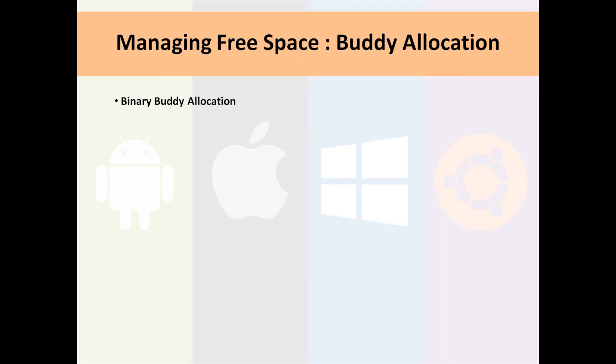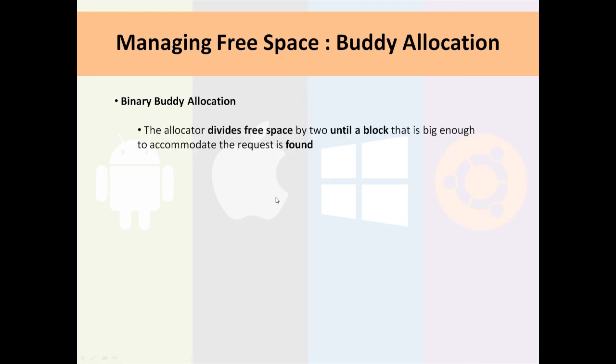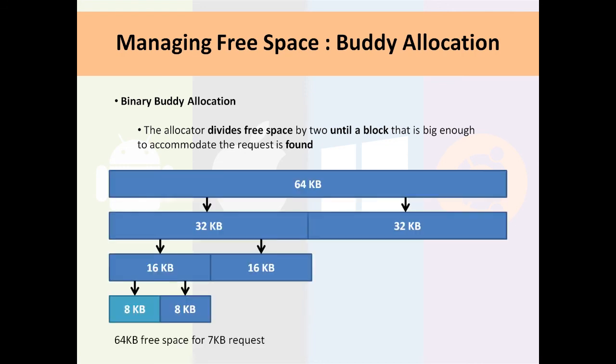Now there is another approach that is a little bit more technical, and it is called buddy allocation. It's not a basic strategy, it's more of an advanced strategy. This is a binary buddy allocation algorithm, or system. Here, the allocator divides free space by 2 until a block that is big enough to accommodate the request is found. So what does that look like?